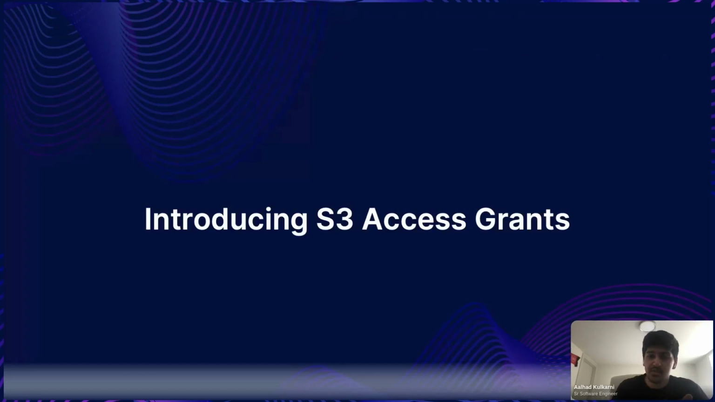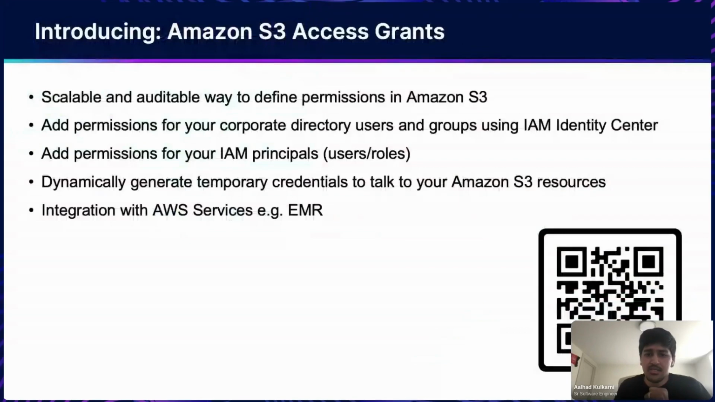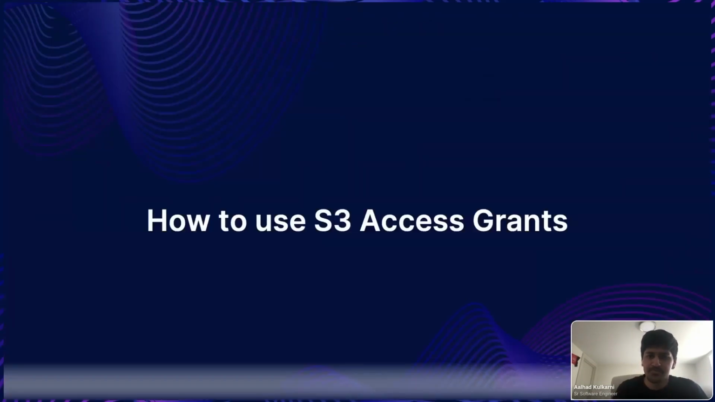So let's start with introducing what the feature is, and then I'll give you an example of how it works. We have two things that Access Grants does. The first thing is management of grants to say who has access to what, and it can scale up to 100,000 grants, which is the soft limit today, giving you a high value of scale. And the second thing is it'll act as a session broker and provide you temporary credentials with scoped down permissions for accessing the data. We also have integrations with different AWS services like EMR, where you can run EMR jobs.